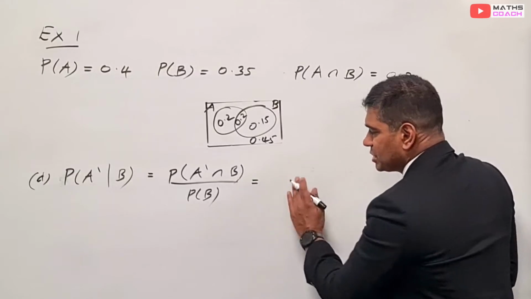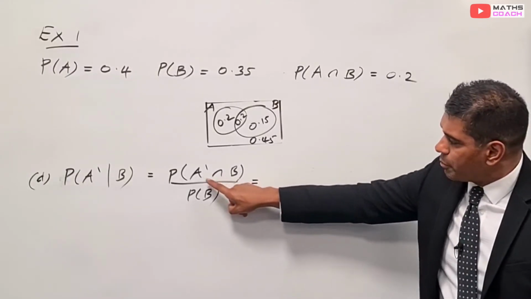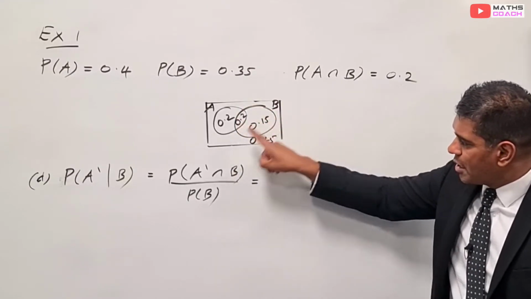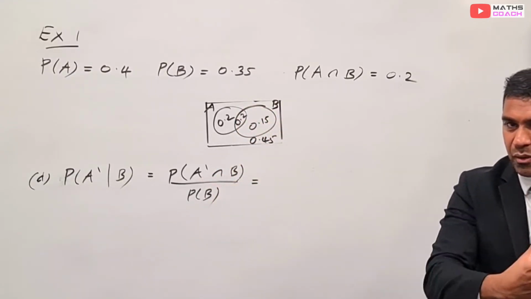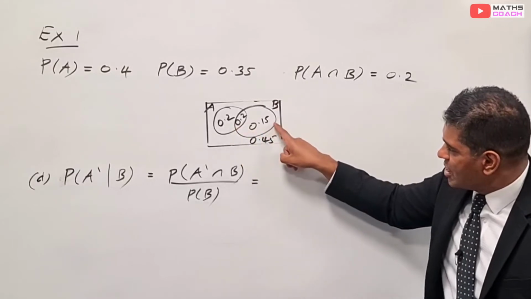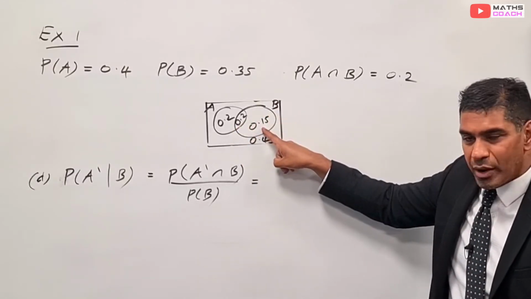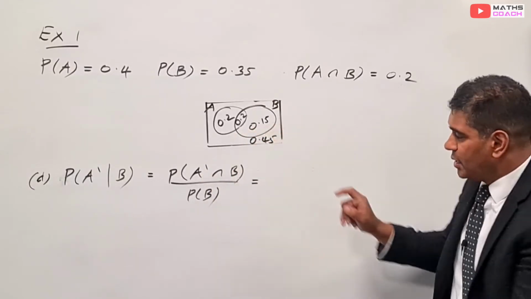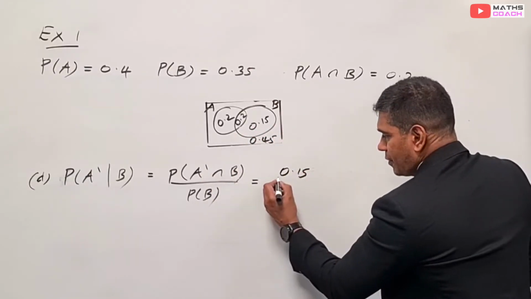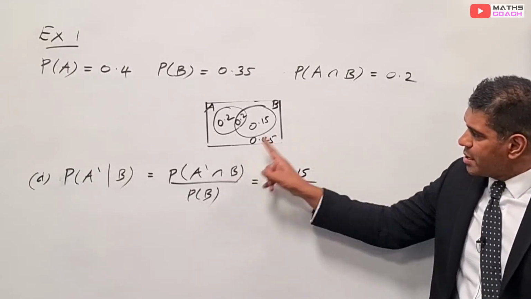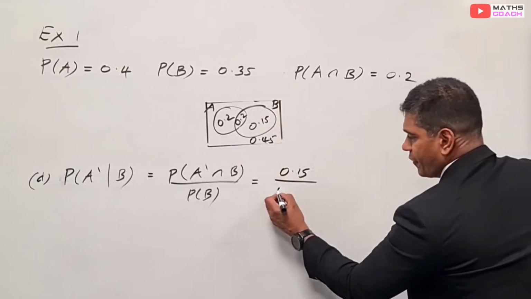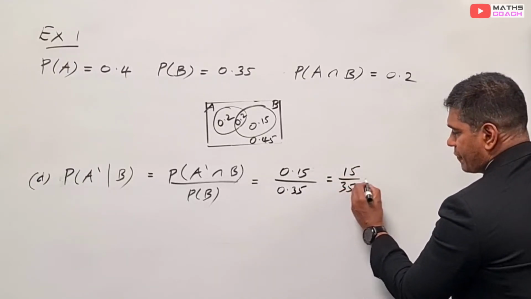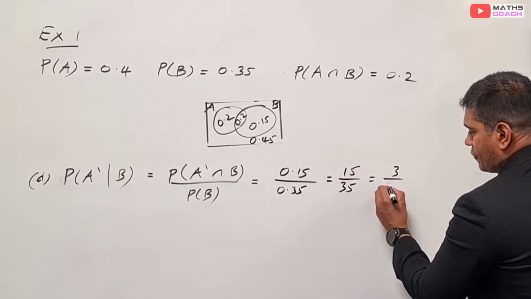So what does that mean in terms of a Venn? Well, this top line means I'm allowed to be in B, I'm allowed to be in any of this part here, but A has kicked me out. Imagine being kicked out of A. So I could be 0.2 or 0.15, that's B, but A has kicked me out, so I'm now only 0.15. Probability of B is all of B, which is 0.35. And if you work that out, you get 15 over 35. In other words, you get 3 over 7.